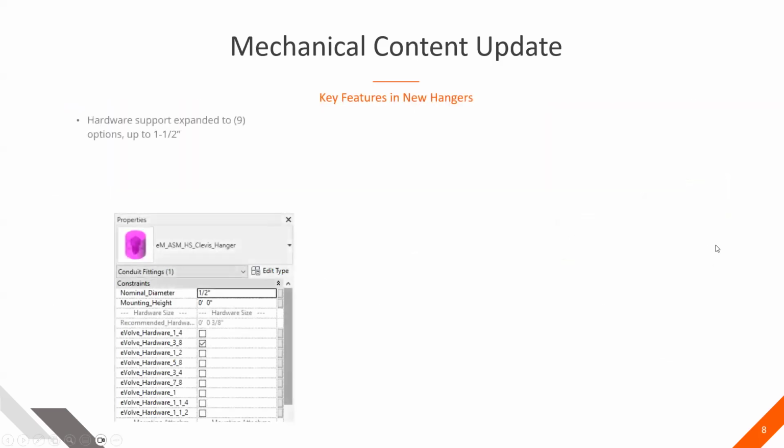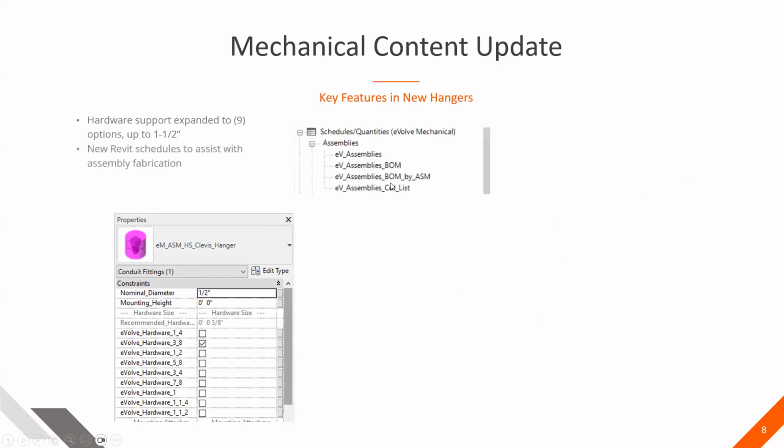Some other key features within those hangers. As per those requests we saw on the user development slide, I've expanded hardware support up to 1.5 inches, 9 total options that you can see here. I've created some new Revit schedules to assist with assembly fabrication. We're going to dive into this a little bit deeper in a little bit here. I'm hoping that this takes off, and if the feedback I get on this is good, I'll basically be taking this and applying it to any of our content that has this assembly prefix to it. Basically being that it's a host family with nested parts, it should be part of this assembly methodology.